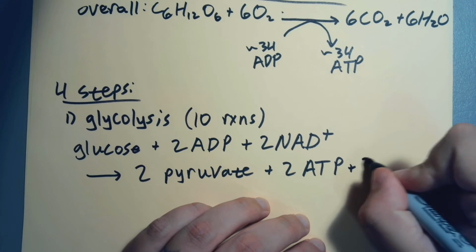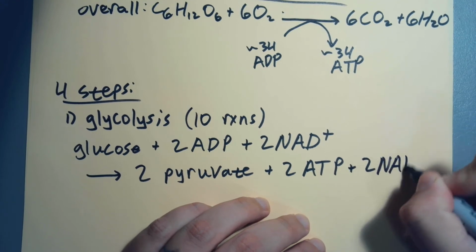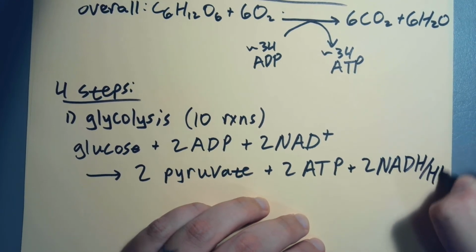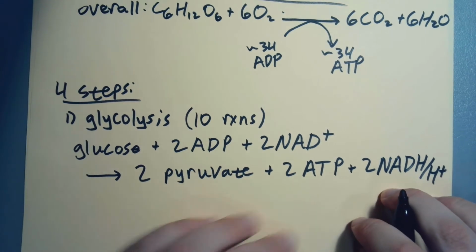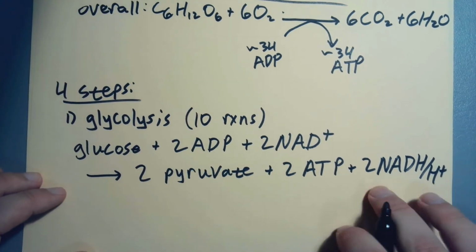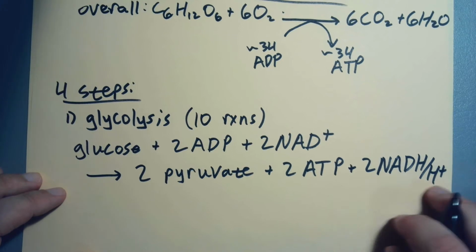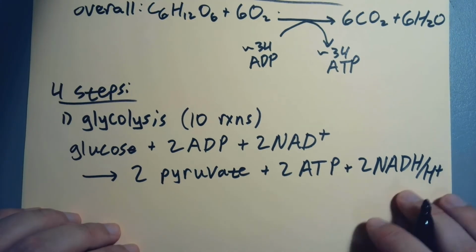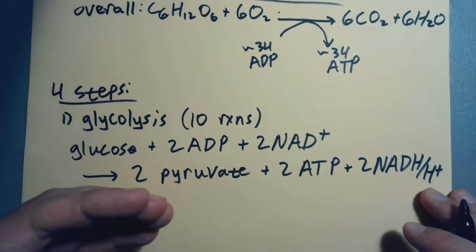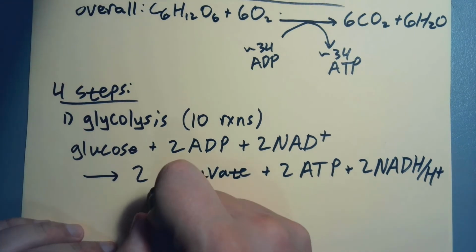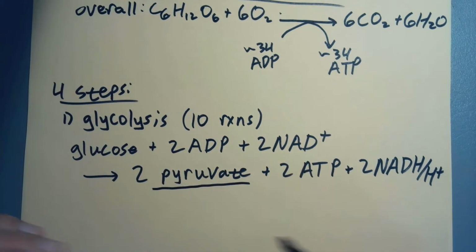And then we get 2 NADH/H pluses. These are going to be really important later. We're going to talk about those. This is actually secretly what we're making in these early steps, like step 1 and 2 and 3. We're making a bunch of these and FADH2s. But for now, we're going to keep our eye on the carbons. What are the carbons doing?